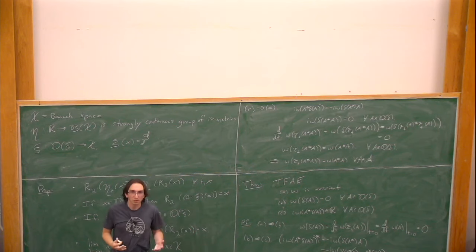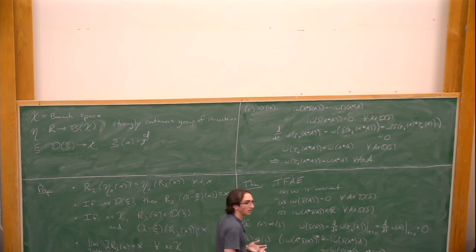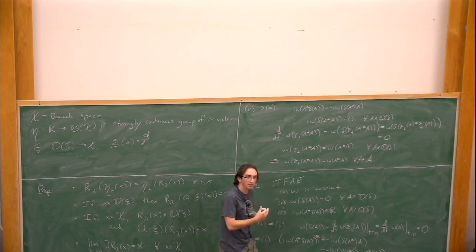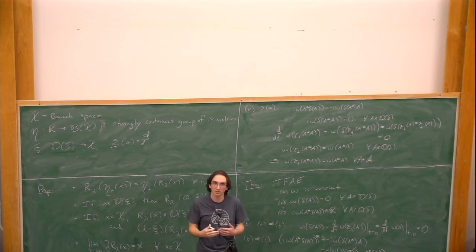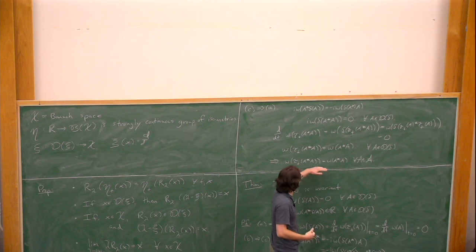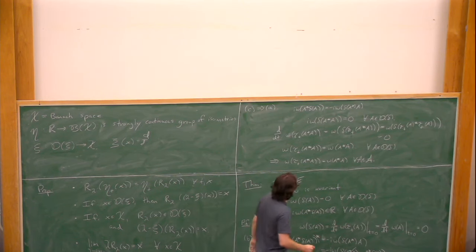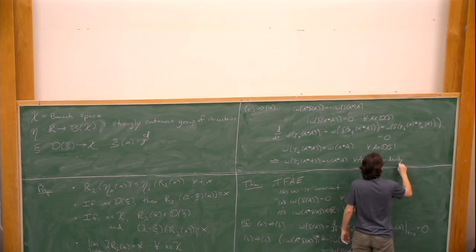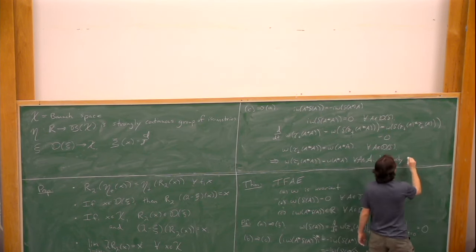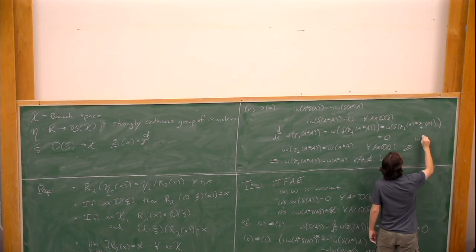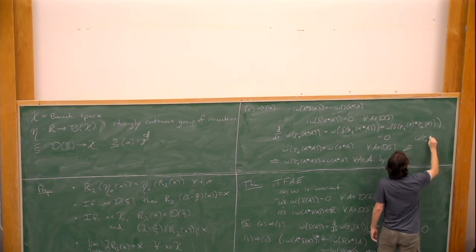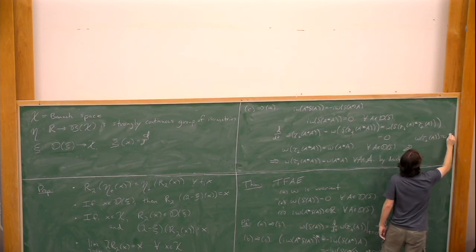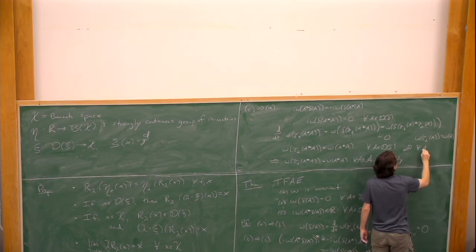And then there's a fact that any element of a C-star algebra can be written as a linear combination of 4 positive elements. So the fact that this is invariant on positive elements implies that it's invariant on all elements. OK. So this was by density. And then this implies omega of tau t of A equals omega of A for all A in the algebra.